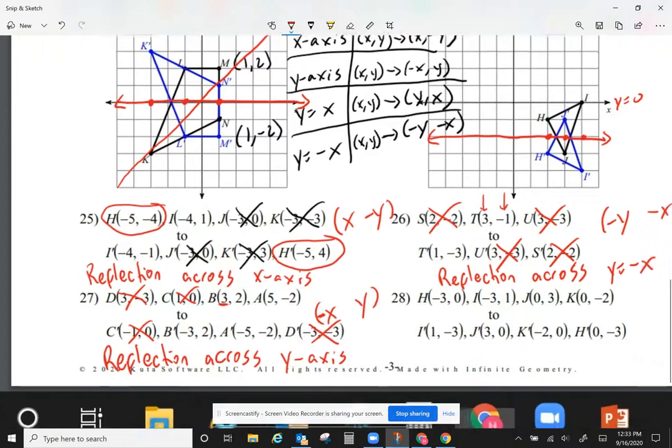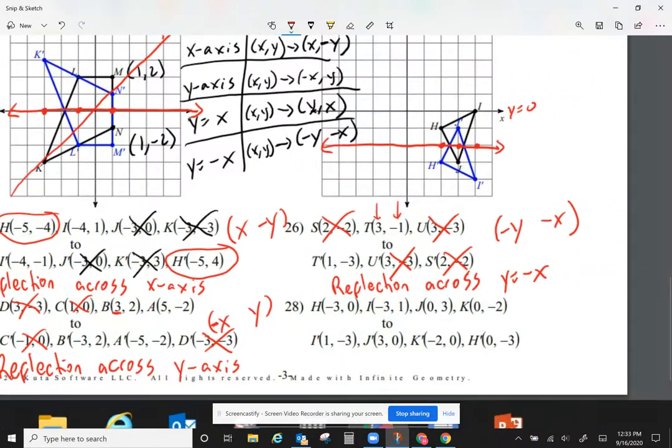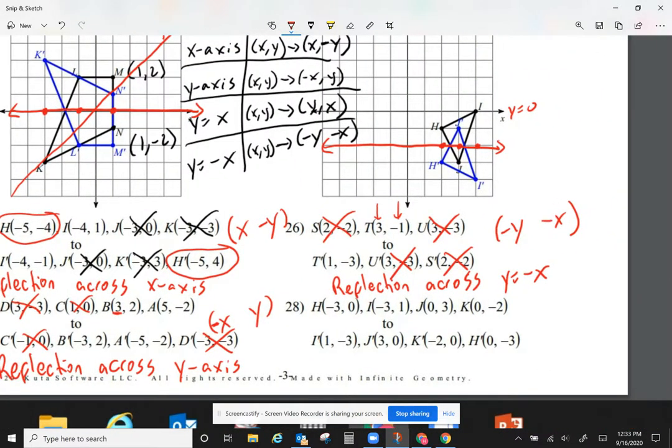One last example. Point H is not good to follow because it has a 0. I don't know if the 0 switches signs or not. Point J is not good to follow because it has a 0. Once again, zeros, I cannot tell if the sign switches or not. And point K is not good to follow for the same reason. It has a 0. So I'm going to follow point I.